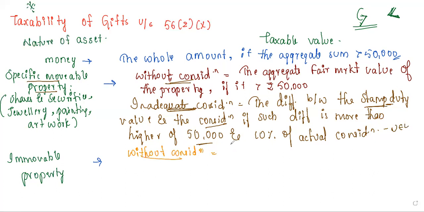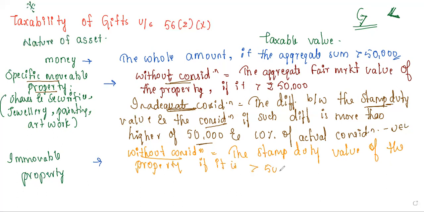So here, coming to without consideration, if the stamp duty value of the property is greater than 50,000, that is, if the stamp duty value and the property value differ by more than 50,000, it will be taxable if it is without consideration.